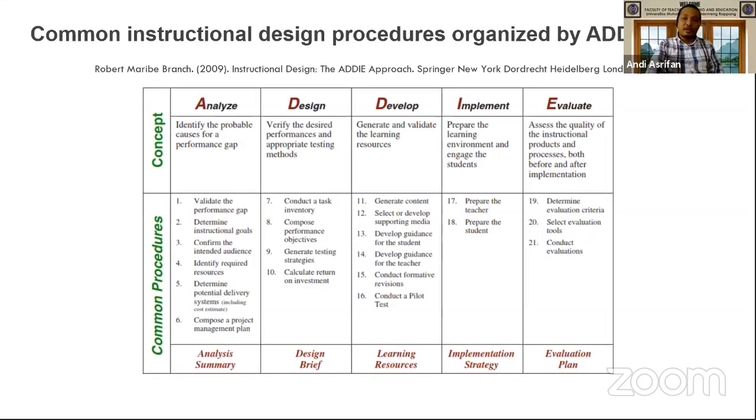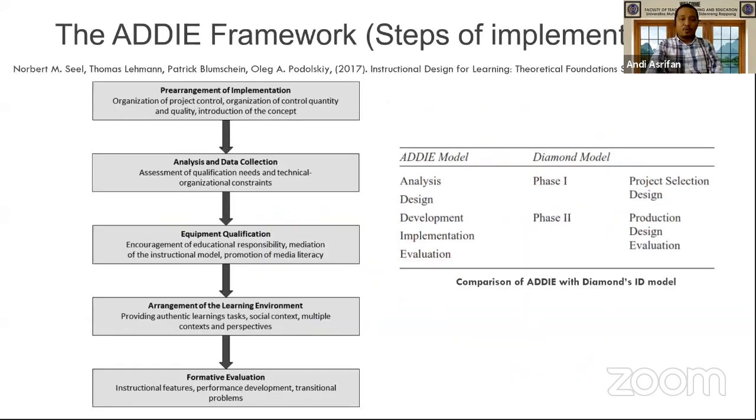The common instructional design procedure is organized by ADDIE, with concept and common procedure. And then the ADDIE framework here is quite different from the Diamond model. In the Diamond model there are just two phases: phase one covers analyze and design, and phase two covers three components: development, implementation, and evaluation.